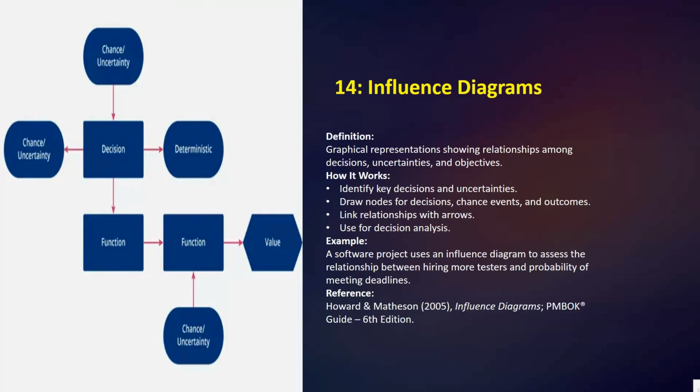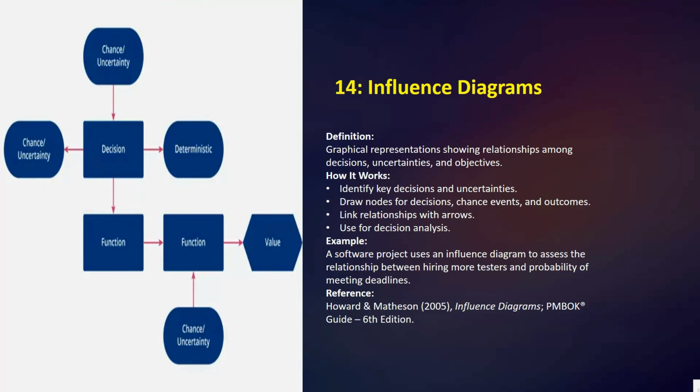Okay. So next we have number 14, influence diagram. Influence diagrams are a simple visual way to show how different elements in a project are connected. They help you to understand the relationship between decisions, uncertainties, and outcomes. So here we have the definition: a graphical representation showing the relationships among decisions, uncertainties, and objectives. So how it works: identify key decisions and uncertainties, draw nodes for decisions, chance events, and outcomes, then link the relationships with arrows, and then use it for decision analysis.